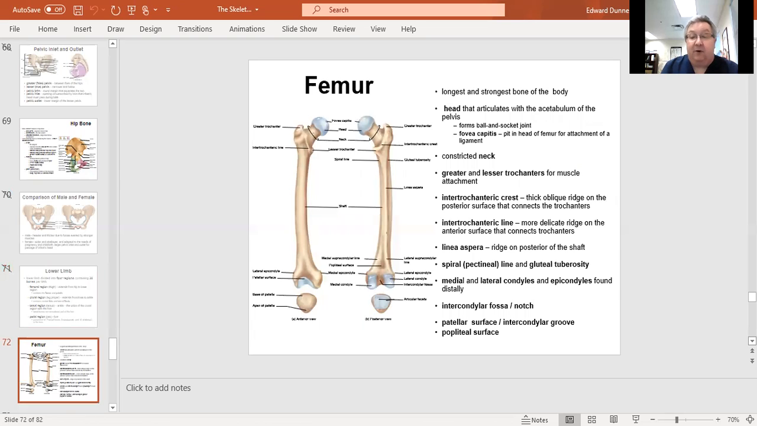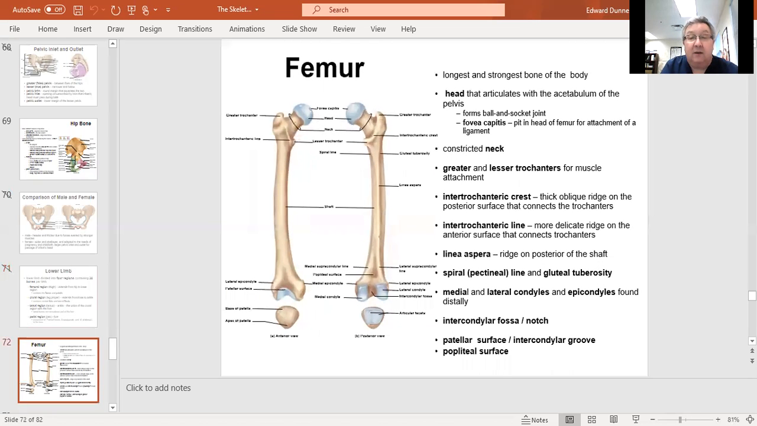All right, the femur. Let me raise this up a little bit. I don't know why it's so small. The femur, largest and strongest bone of the body. The femoral head, you've got to know, it articulates with the acetabulum of the pelvis. It is a ball and socket joint.